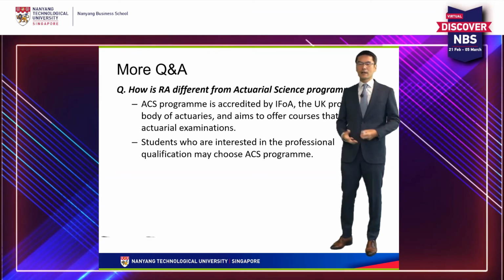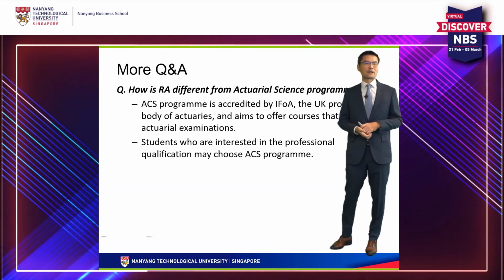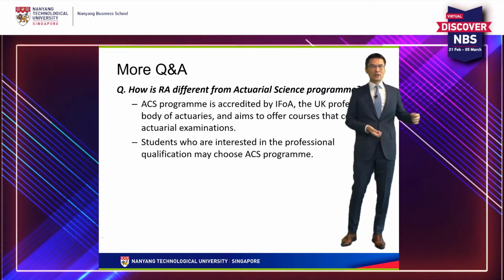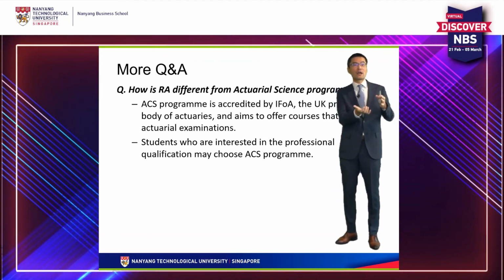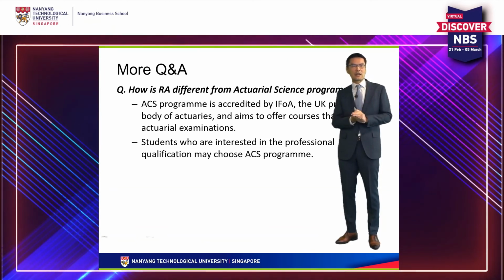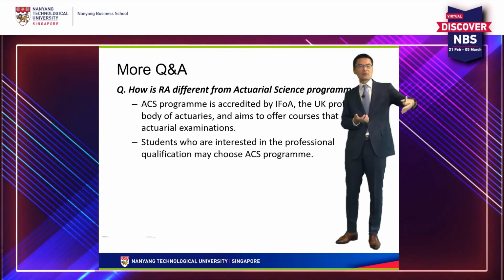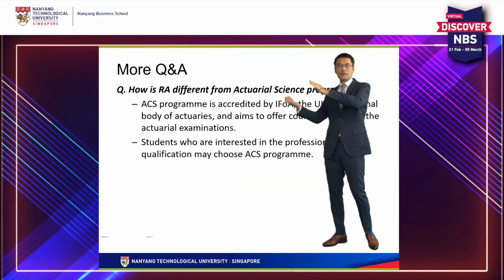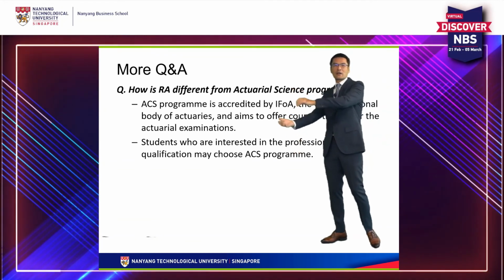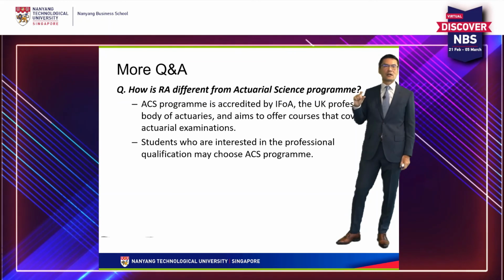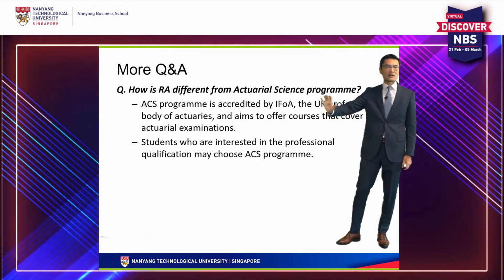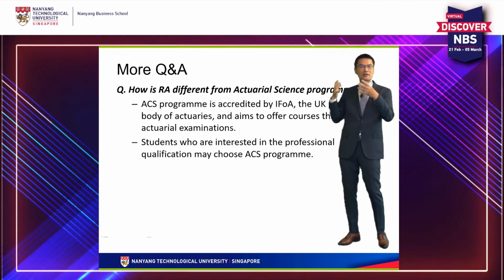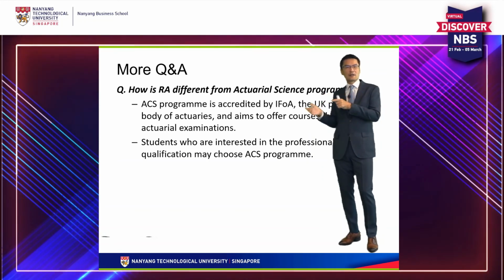Another typical question is how risk analytics is different from actuarial science. Actuarial science is more quantitative, but more importantly, it is accredited by the IFoA, a UK professional body of actuaries. Those who successfully complete the actuarial science courses here get exam exemptions for the IFoA professional exam. So if you are interested in an actuarial professional qualification, you should choose actuarial science, not RA. But if you are more interested in the finance side, the banking industry, and the application of data analytics to finance in general, then risk analytics may fit better. So it depends on what you are looking for.